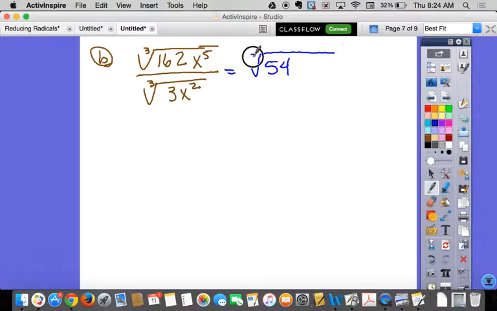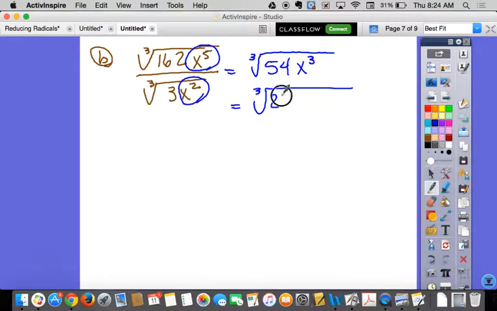Now I need to leave that under the cube root. Now, if you remember, if you're dividing like bases, we're going to subtract our exponents. We have 5 on top minus the 2, so we get x to the 3rd. So we need to break down this radical. Now, I can't do the cube root of 54, but I do believe 54 is 27 times 2. And I can do the cube root of 27.